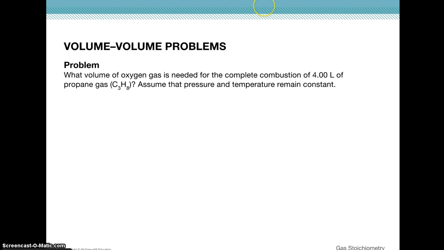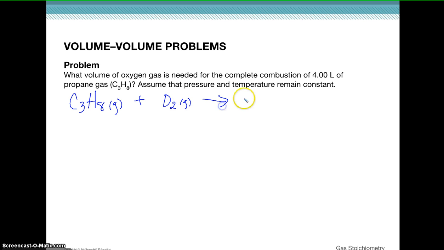Okay, now again, like any other stoichiometry, you're still going to have a balanced equation to get the ratio from. So what volume of oxygen gas is needed for the complete combustion of 4 liters of propane, which is C3H8? Assume that the pressure and temperature remain constant. Okay, so combustion, that should tell you what's going on here. C3H8, which is a gas, reacts with oxygen gas. Combustion means it produces CO2 and H2O, which will both be gases.